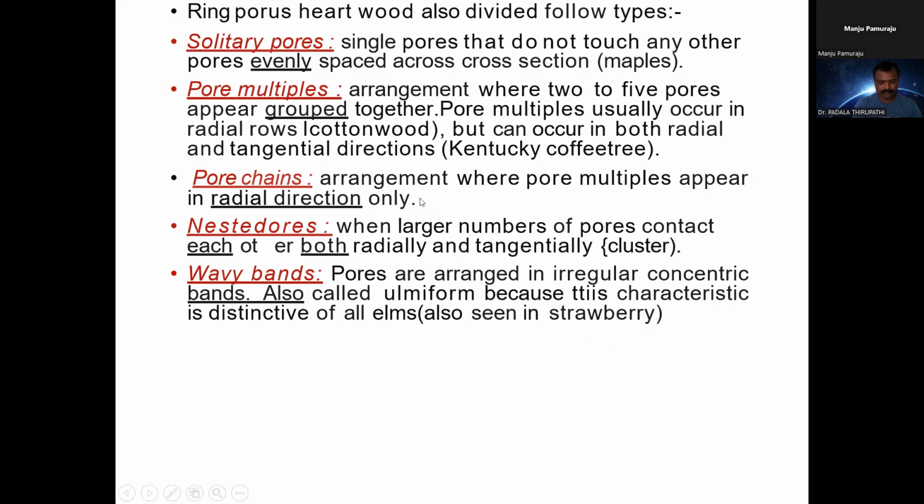So here, in solitary there are only single pores, not attached to any other. Pore multiples means they are arranged in 2 to 5 pores. It contains 2 to 5. So pore chains are also arranged in multiples. Nested means there is a large number of pores in contact with each other, both radially and tangentially. Wavy bands means they are arranged irregularly. So that is based on the arrangement of pores.